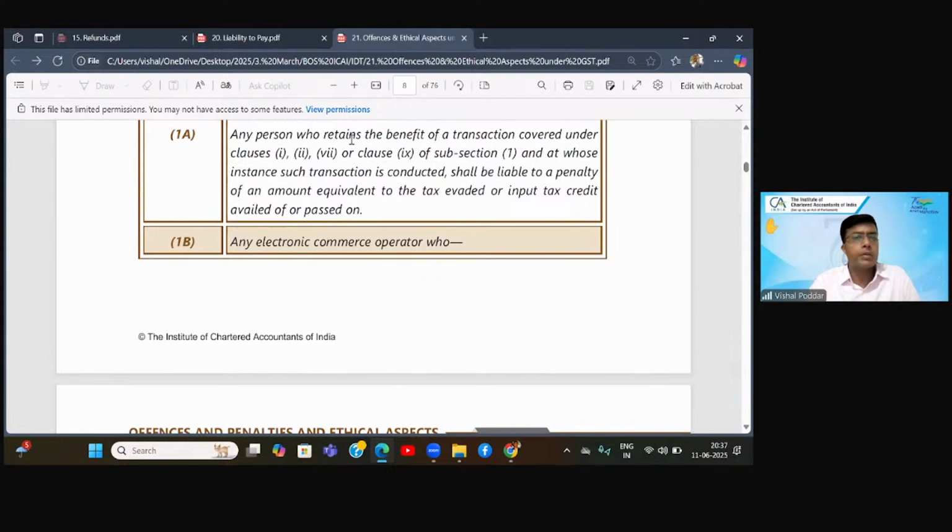Next, any person who retains the benefit of the transaction. Now, this is interesting. Firstly, this point starts with any person. So now you are not actually the party to this particular whole thing, but you are retaining the benefit of transactions which are covered above. So I'll give you an example. So let us say a company has done any of the above offenses. Now, company is a non-living person. You are the director of the company.